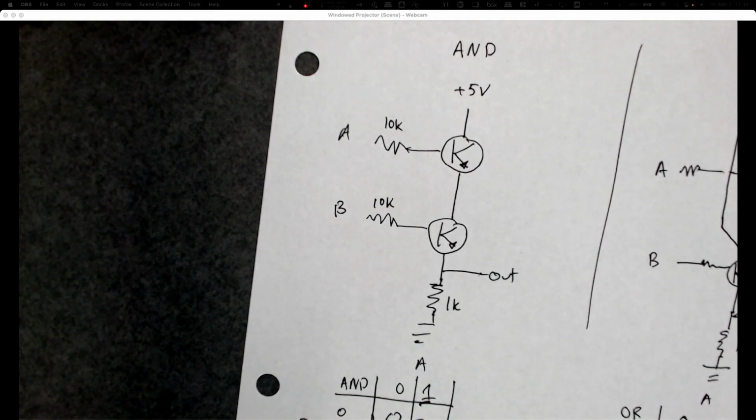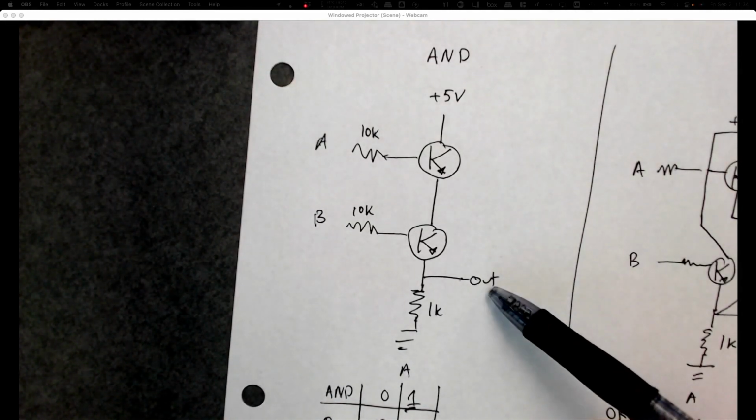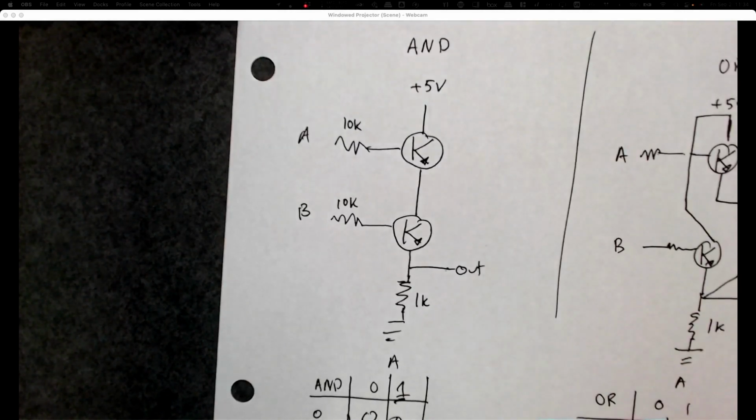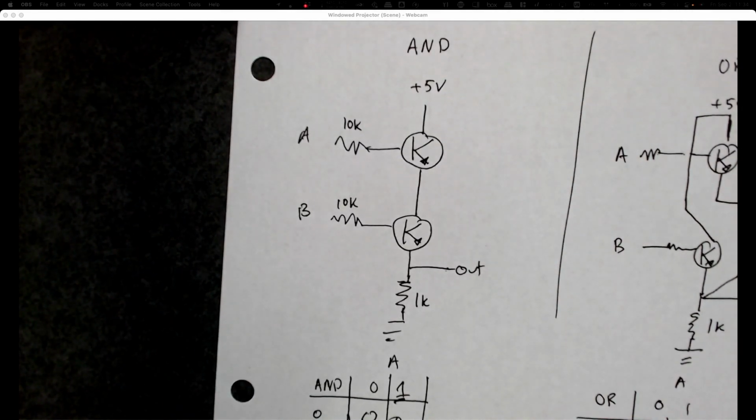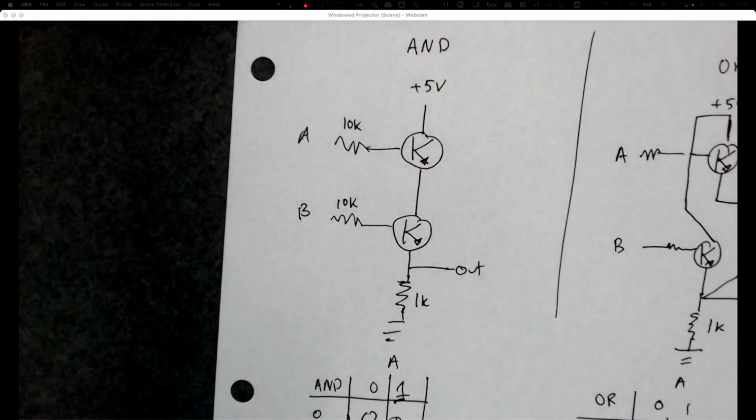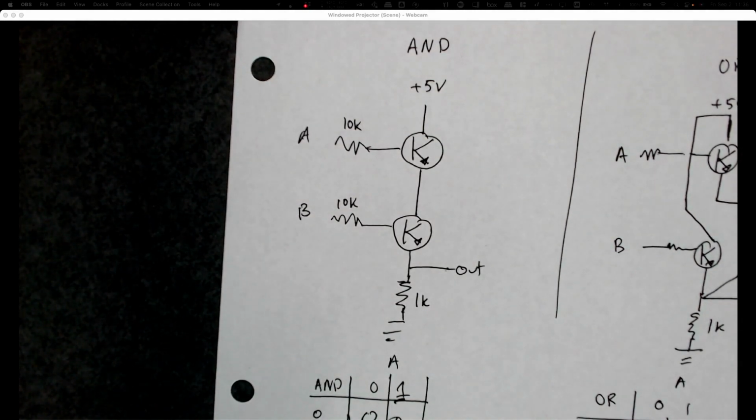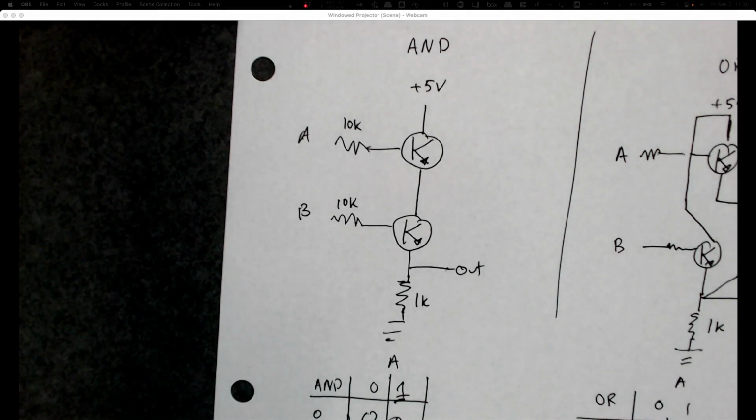Okay, and now you could say, well, wait a minute, why don't you just take this output and then run it through what we just created? That would work, but how many transistors would that take? 3. 2 for the AND gate and 1 to negate. Yes? Can I do it with 2?